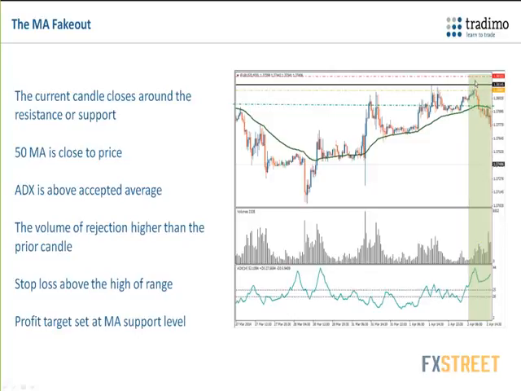We have a nice reversal pattern. We've closed below the resistance level. Okay, this indicates a fake out. Again, volume, the easiest way to identify a fake out.